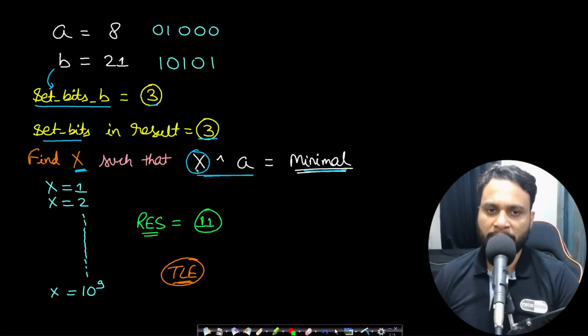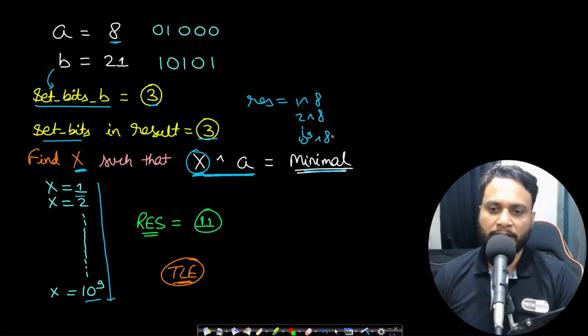Now if you try to find a positive value x, then we might need to iterate through all the integers, let's say from 1 to 10 to the power of 9. If I iterate through all the numbers, I will keep a result value and find x XOR a. So 1 XOR 8, then 2 XOR 8, and so on till 10 to the power 9 XOR 8. And then take the minimum of all these values. Whichever value is minimum, that value's x will be taken as the result. So this will definitely give you a time limit exceeded, and this is not the way to go.